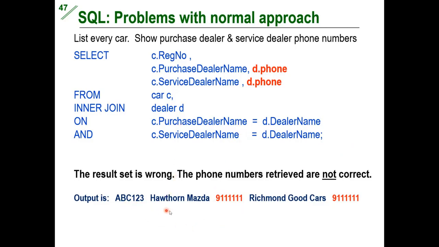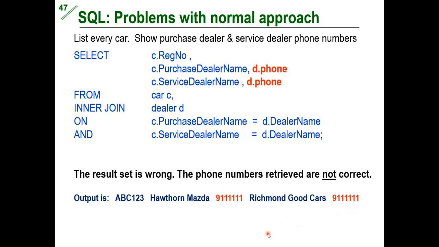So the vehicle name, the purchasing dealer name and the phone number, and the second, the service dealer name and the phone number. You can see the phone number in this case is the same, because Hawthorne Mazda and Richmond Mazda are actually located in two different rows. So one row is referring to two rows in this case, but Oracle can't handle that. So that is the reason it grabs the same phone number, which I think relates to Hawthorne Mazda.